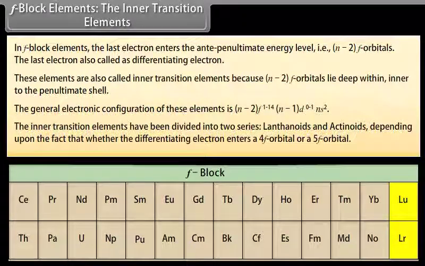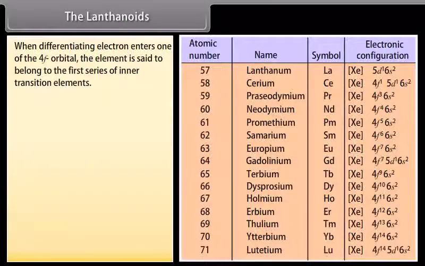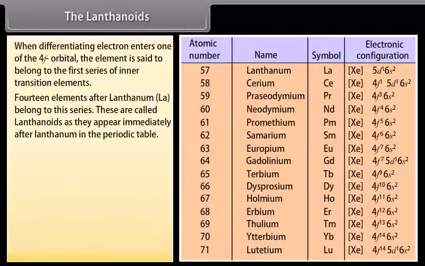The inner transition elements have been divided into two series, lanthanoids and actinoids, depending upon whether the differentiating electron enters a 4f orbital or a 5f orbital. The lanthanoids. When differentiating electron enters one of the 4f orbital, the element is said to be belonging to the first series of inner transition elements. 14 elements after lanthanum belong to this series. These are called lanthanoids as they appear immediately after lanthanum in the periodic table.